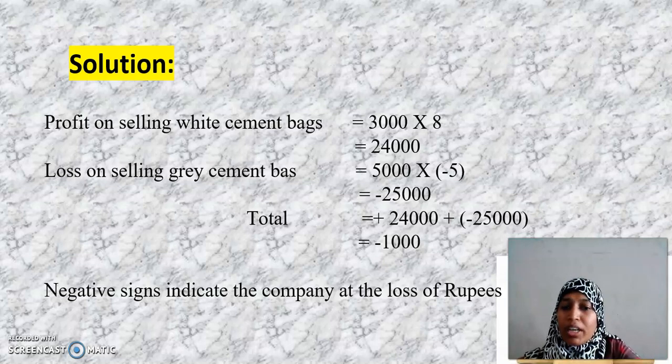He is not going to get any profit even by selling 3,000 bags of white cement, because he is selling grey cement bags for a loss of minus 5 rupees. So, on the whole, he is going to have a loss of rupees 1,000. Am I clear to you, my dear children?